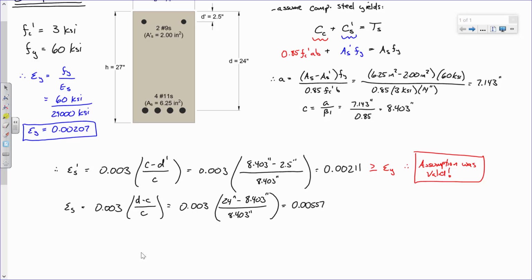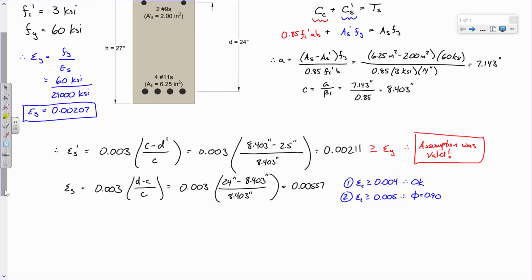Okay. Now, that should tell you two things. The first thing that it tells you is that the strain is greater than or equal to 0.004, which is good, right? That's a limit we want to meet. But what's the second thing that it tells you? It's greater than or equal to 0.005. What does that tell you? Phi is 0.9.